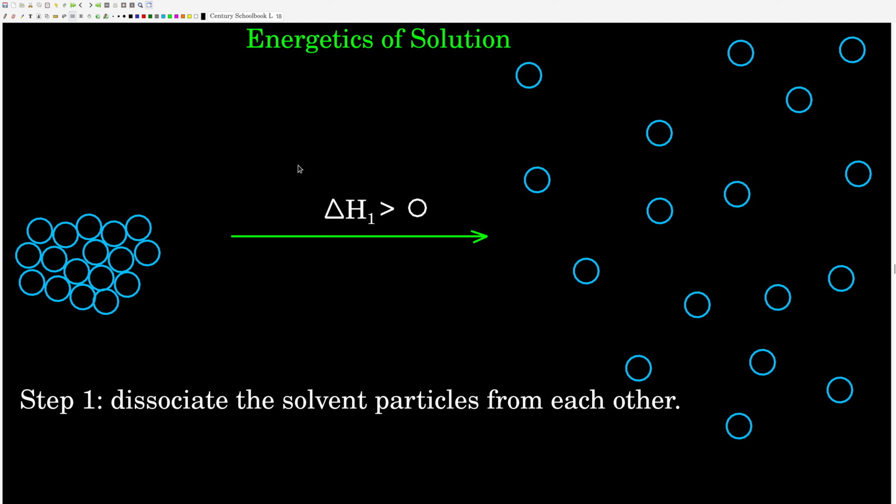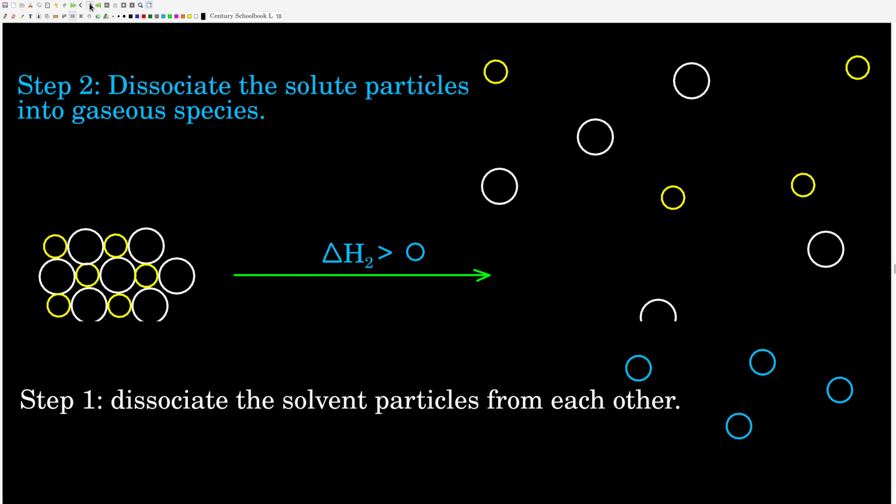So let's say our solvent is water. What we're doing here is just pulling the water molecules apart from each other. We're not breaking them apart, just pulling them away from each other. And so what we essentially have here is a gas. This delta H is always positive. We always have to put energy in to pull particles away from each other. That's always an endothermic process, positive.